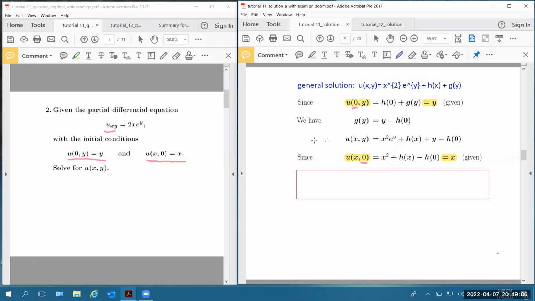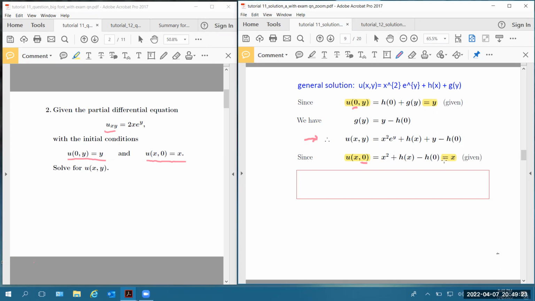Look at the latest one. You put y as 0 inside here. And of course, your first term will give you x squared. The second term is just like that. And then here y is 0, and then just minus h0. And this whole thing is equal to x.